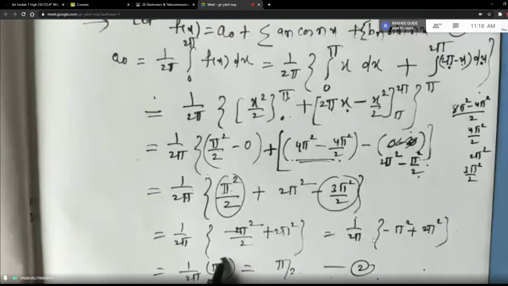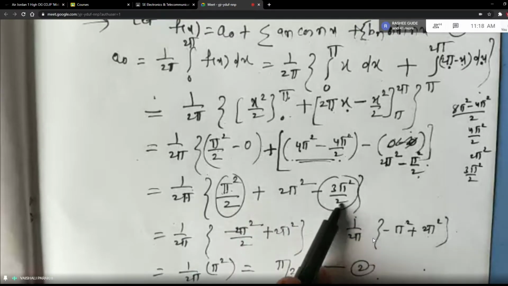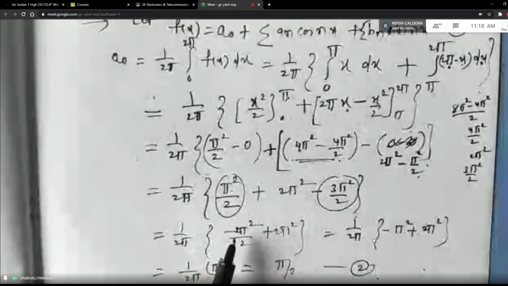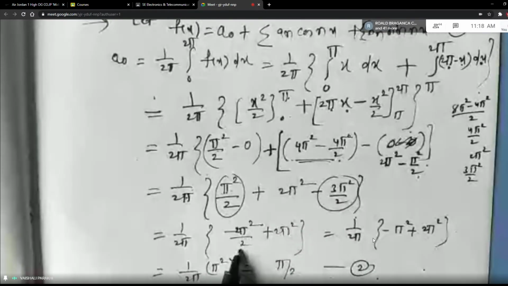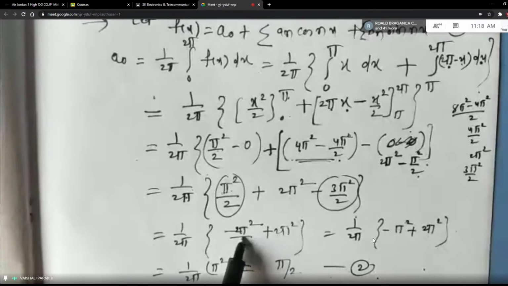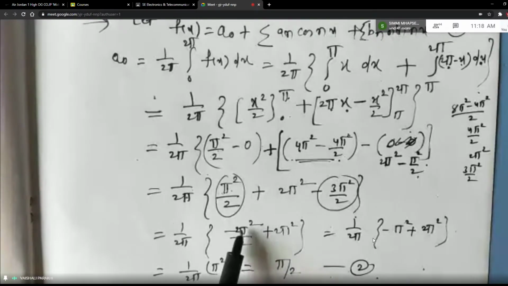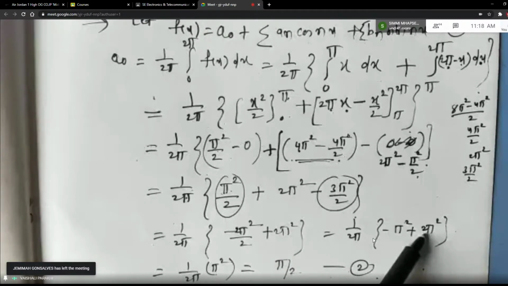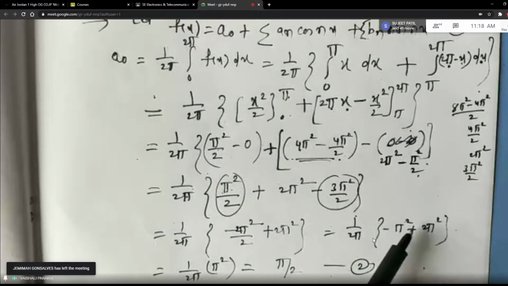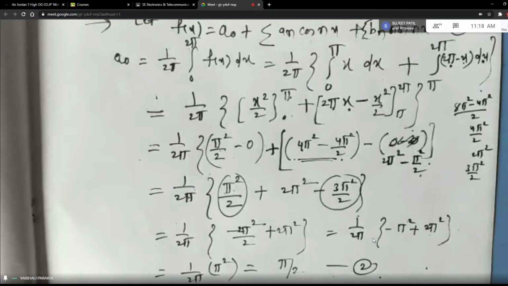Second last step is, Nilay, when the denominator is same, you can directly add the numerators, right? So pi square minus 3 pi square is minus 2 pi square by 2. And this 2 pi square I have kept as it is. 2 is getting cancelled, right? So what is remaining is minus pi square plus 2 pi square. So it is pi square. 2 pi square minus pi square is pi square. 1 pi is getting cancelled. So it is pi by 2.